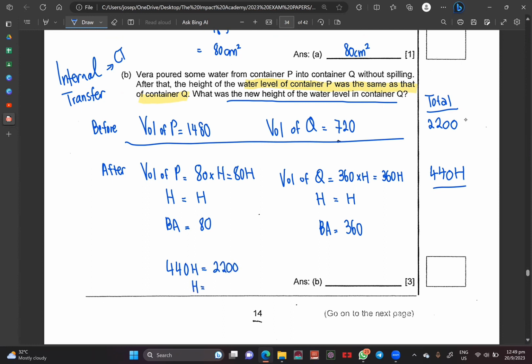And we want to quickly find H. So all we need to do is 2,200 divided by 440. When I do 2,200 divided by 440, we get an answer of 5 cm. So what exactly is this 5 cm? This 5 cm is the height of the water level in P and the water level in Q. So this H over here is 5 cm, and this H over here is also equal to 5 cm. Therefore, the question asks, what was the new height of the water level in container Q? Your answer has to be 5 centimeters.